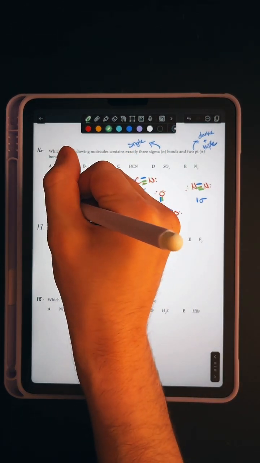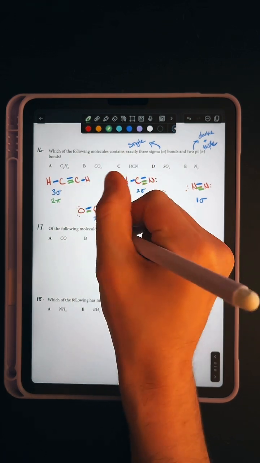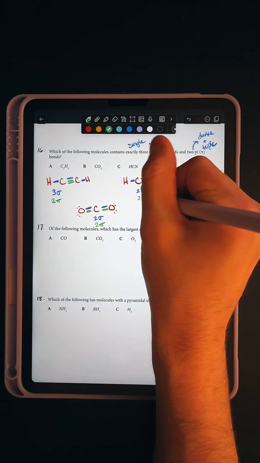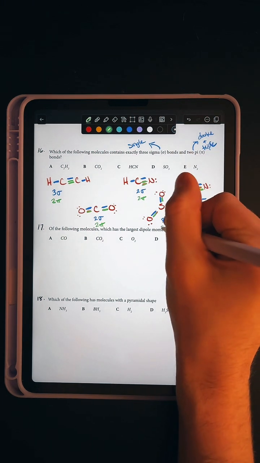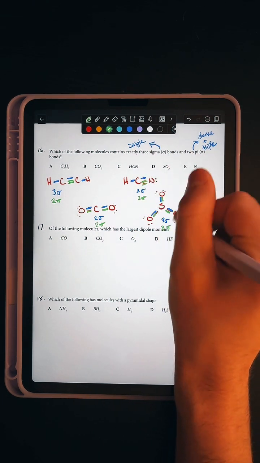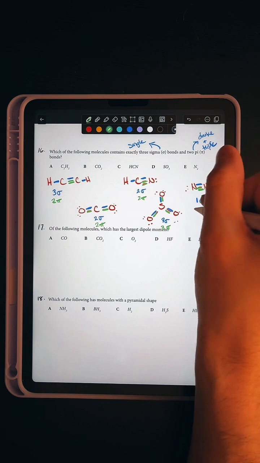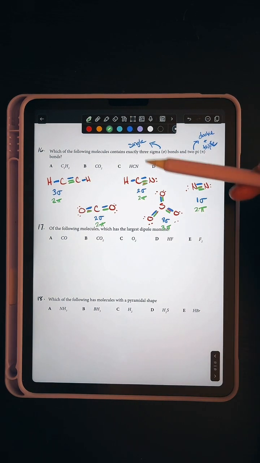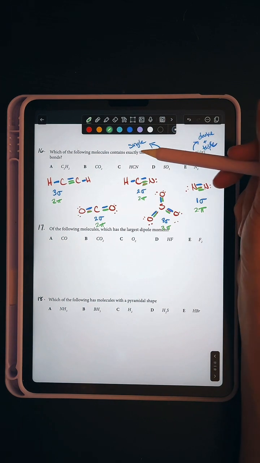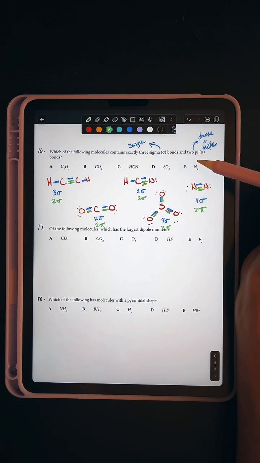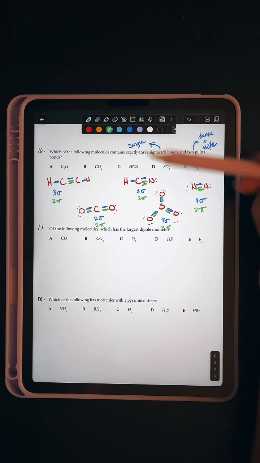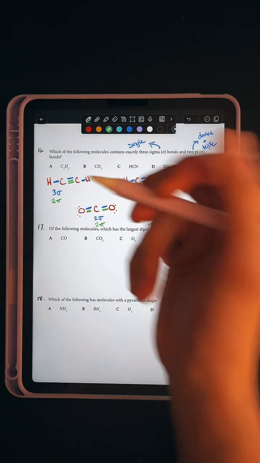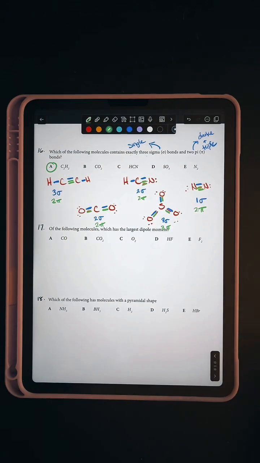So this becomes 2 pi. We have 2 pi bonds, 3 pi bonds. This was 3 sigma and 3 pi. And then we also have 2 pi bonds here. So we're looking for the one with exactly 3 sigma bonds and 2 pi bonds. And the only one here that has 3 sigma and 2 pi is choice A.